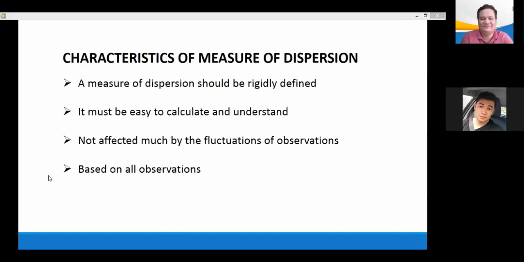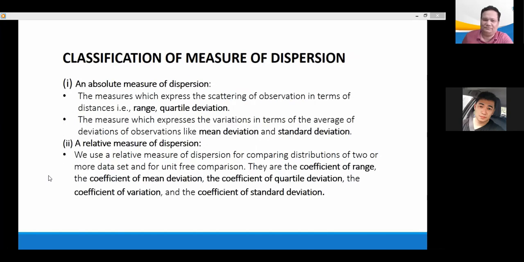Characteristics of a measure of dispersion. A measure of dispersion should be rigidly defined. It must be easy to calculate and understand. It must not be affected much by the fluctuation of observations, and it should be based on all observations. Classification of measures of dispersion. First is an absolute measure of dispersion, and second is a relative measure of dispersion.